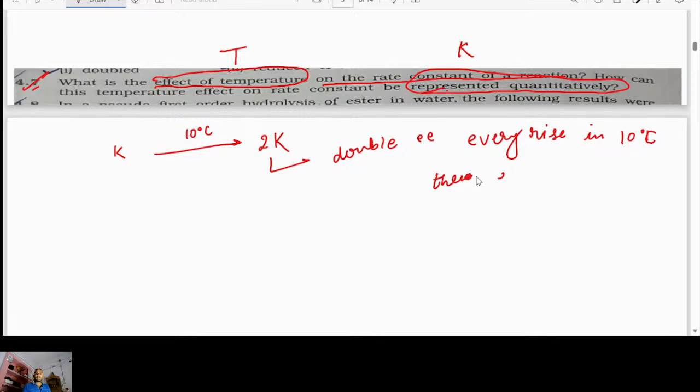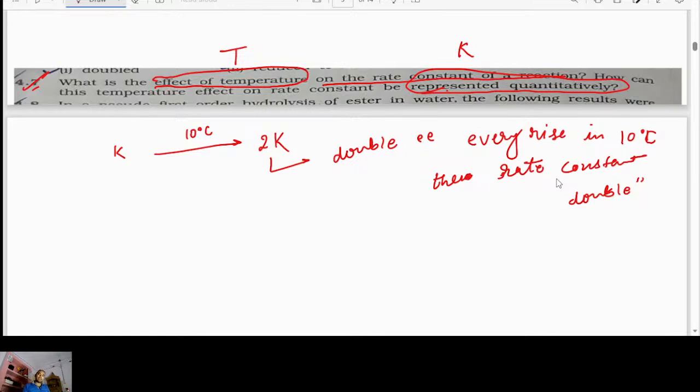The rate constant becomes double. So if you are increasing the temperature, student, the kinetic energy will increase. Kinetic energy will result in effective collisions. Collisions will also increase, and the rate will also increase, student.